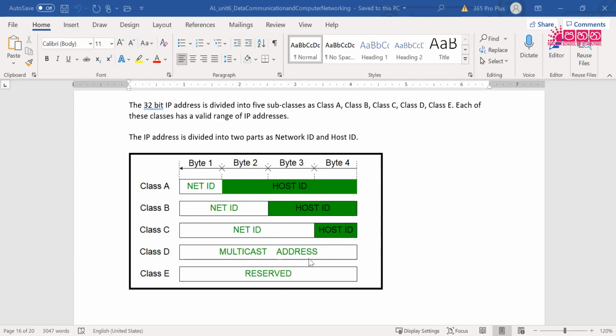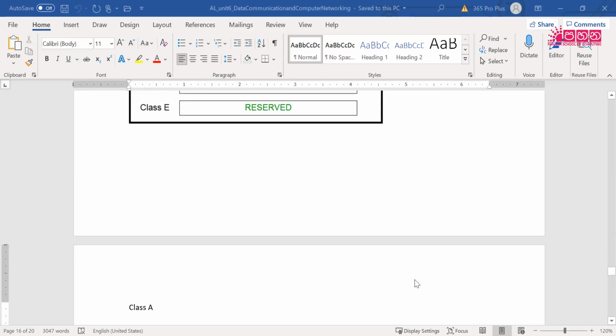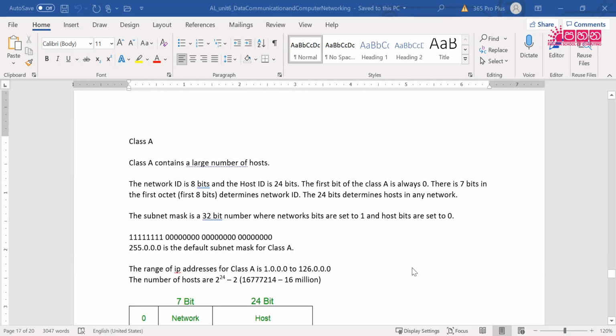D and E are actually used for special purposes. First of all, D is for multicast addresses. Remember, we talked about multicast yesterday. When you're sending data from one machine to another machine, we call it unicast. And when you are sending one to many, we call it multicast. And finally, class E is reserved, which means for experimentation. So this is what is reserved. Then let's go into detail.